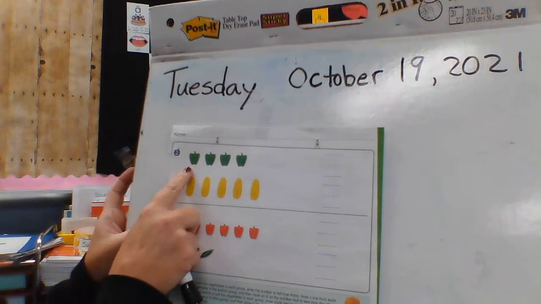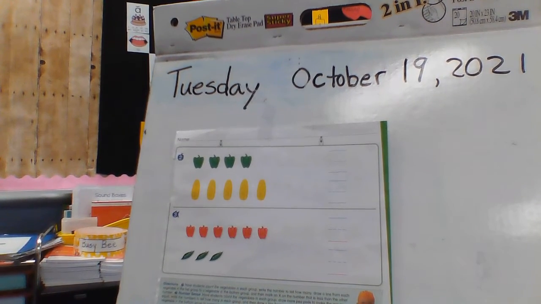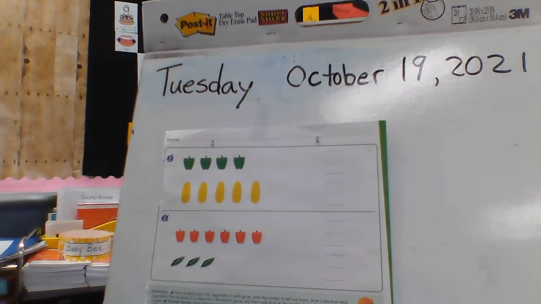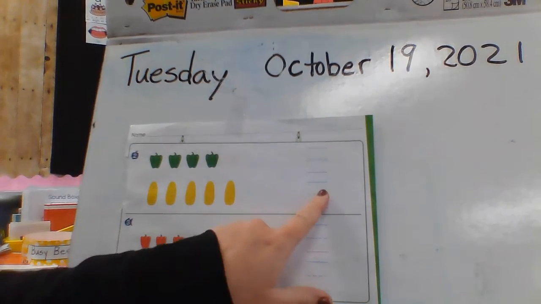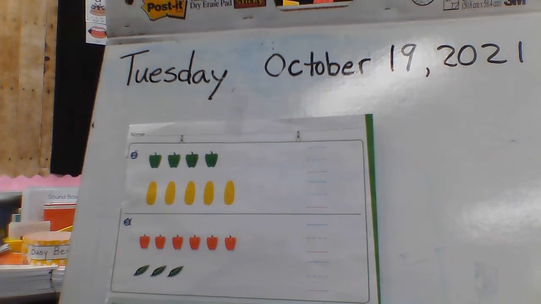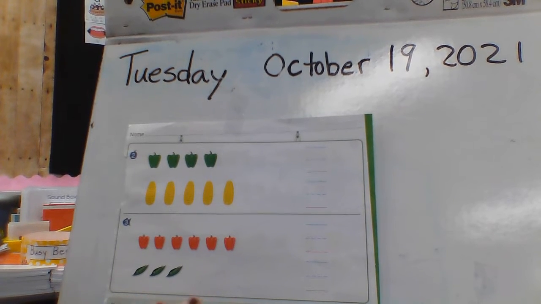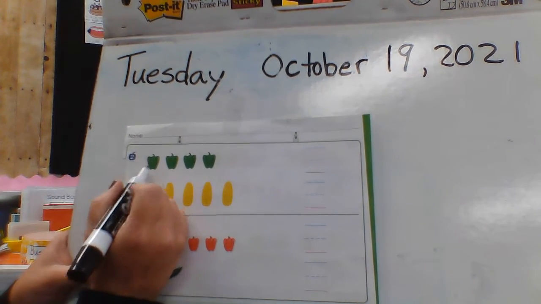So, for number 2, we're going to do this one together, and then you're going to do the rest all by yourself. For number 2, they want us to count the numbers in each group and write them. And then we're going to circle. Actually, we're not going to circle this time. Guess what? As I'm reading the directions, it says we are going to mark an X on the number that is less than the other. Okay? So first, we're going to count the peppers.